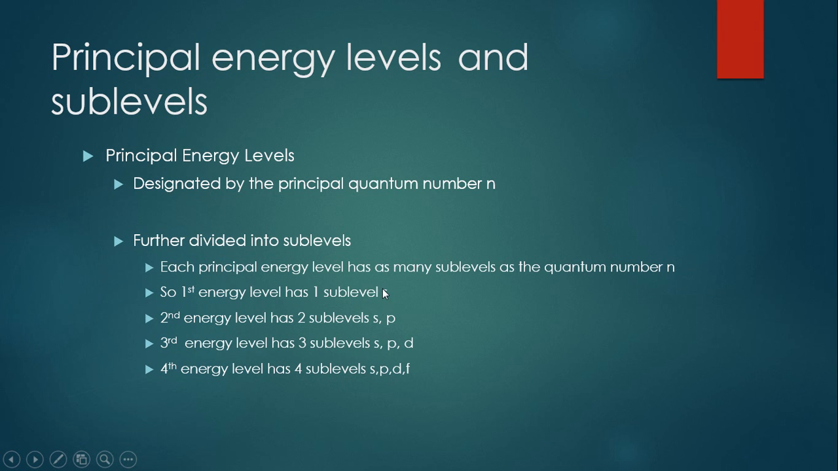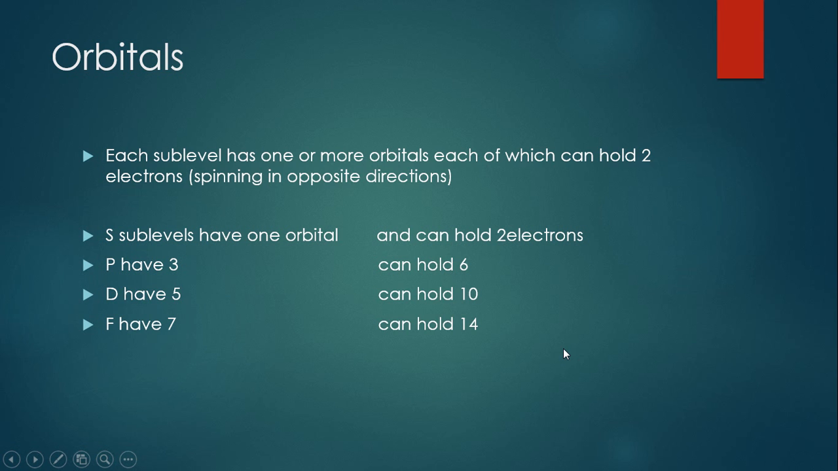The fifth does technically have 5 and the sixth does have 7, but for the most part we can kind of pretend that we just stop at 4. So 5, 6, and 7 would all have 4 sublevels as well. So again, those sublevels are the S, P, D, and F sublevels. Let's talk about them a little bit later.